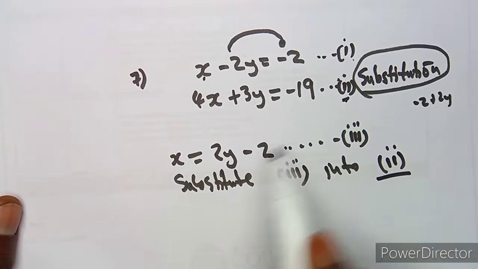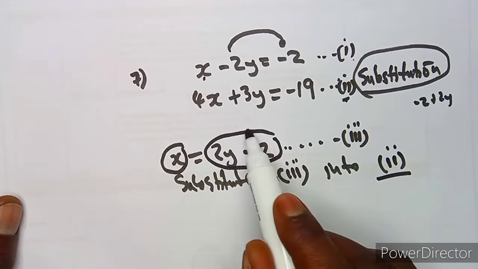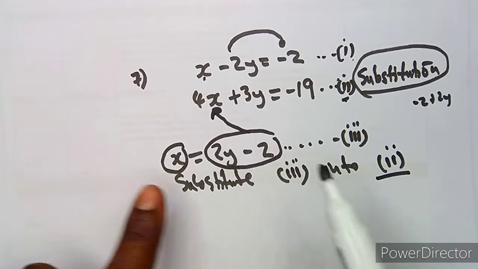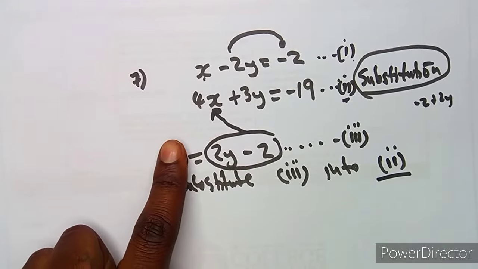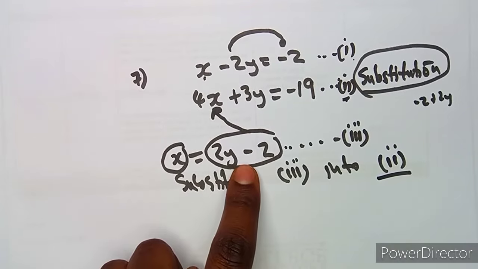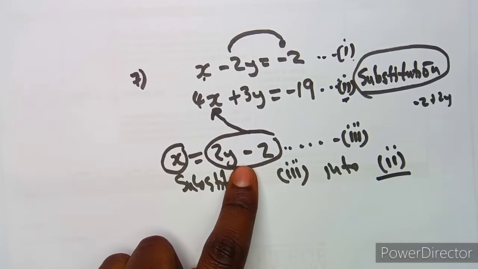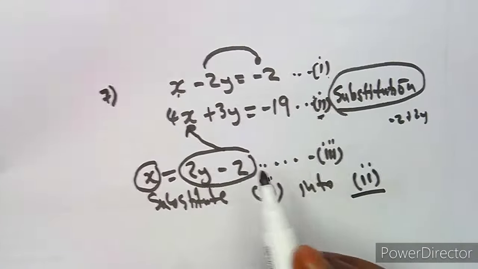So in equation 2, in place of x, we are going to substitute this value, because this is your x, which is the subject. You can't just remove that x. You replace it with what is equal to x, and what is equal to x is this. So it is going to look like this: 4 times x, this is our x now, which is 2y minus 2.